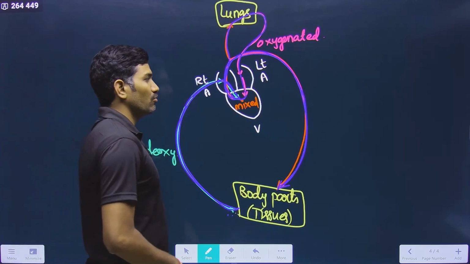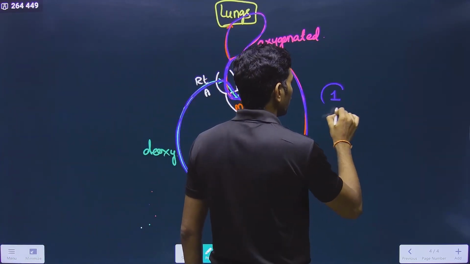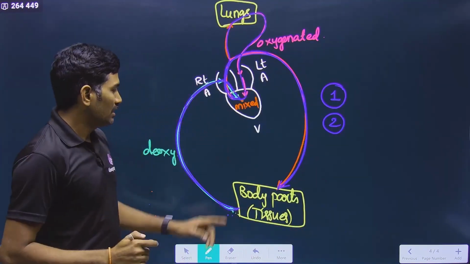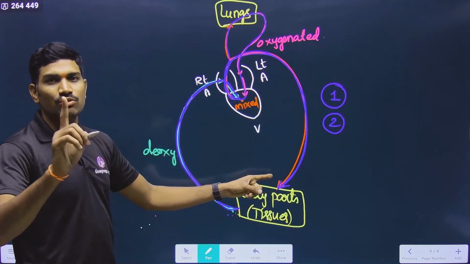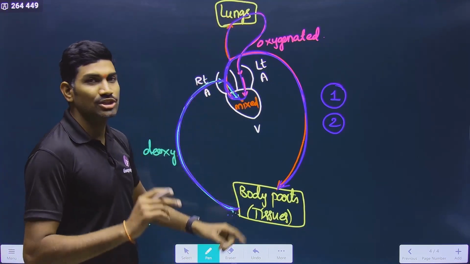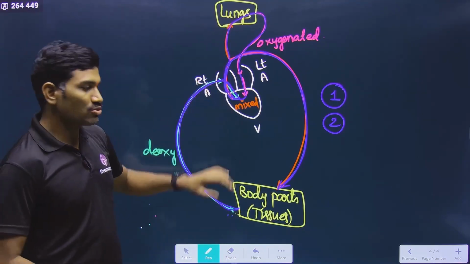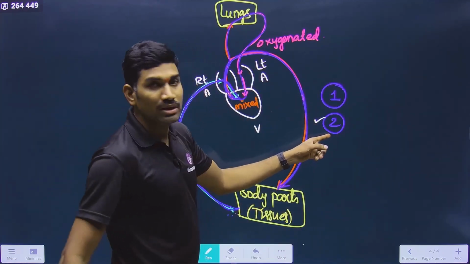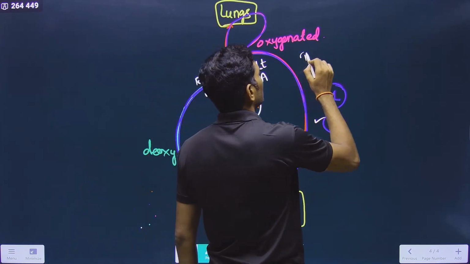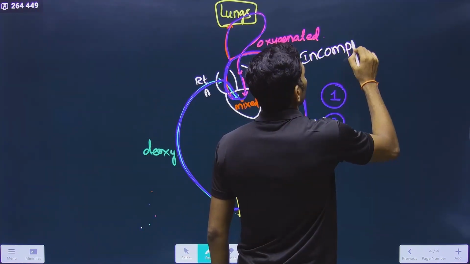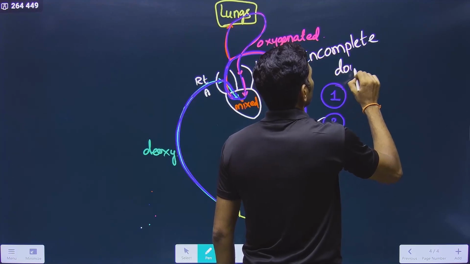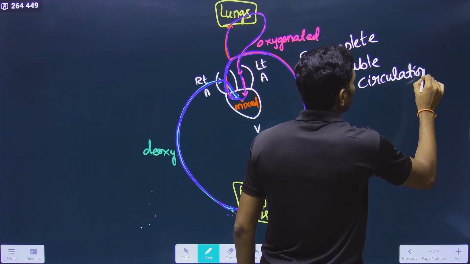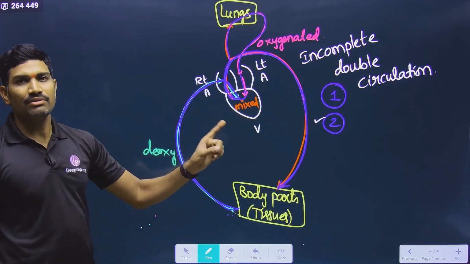In this way, what happens? In one side, if you are observing, it is only once. In a different side, if you are observing, it is going two times. In one particular sequence, it is going once, but in other sequence, it is going two times. And that's why this type of circulation is called at least two times, it is going in some cases, right? So that's why it is called incomplete double circulation. Observe very carefully here. Incomplete double circulation. Very, very important.